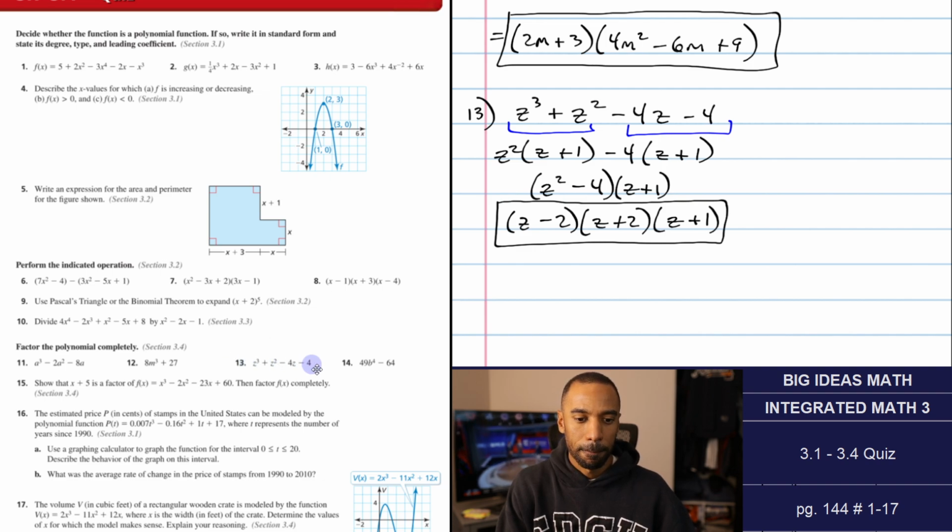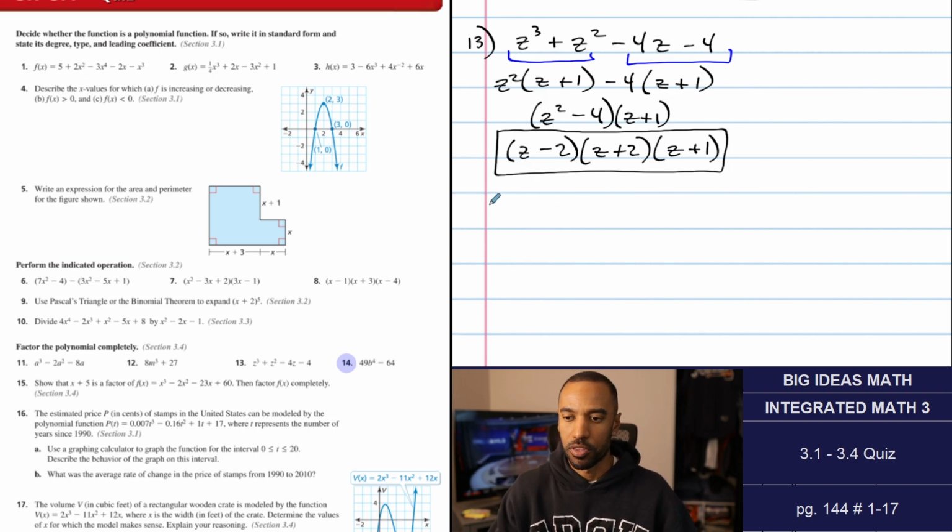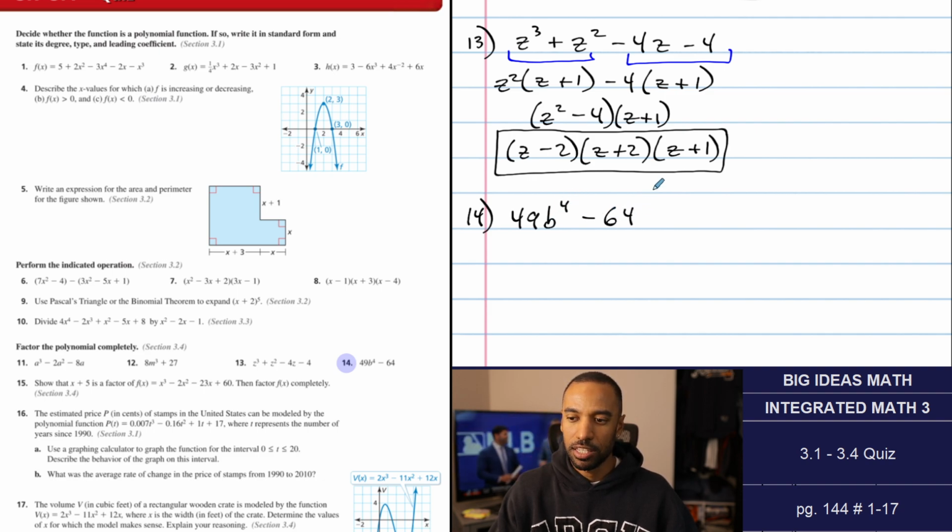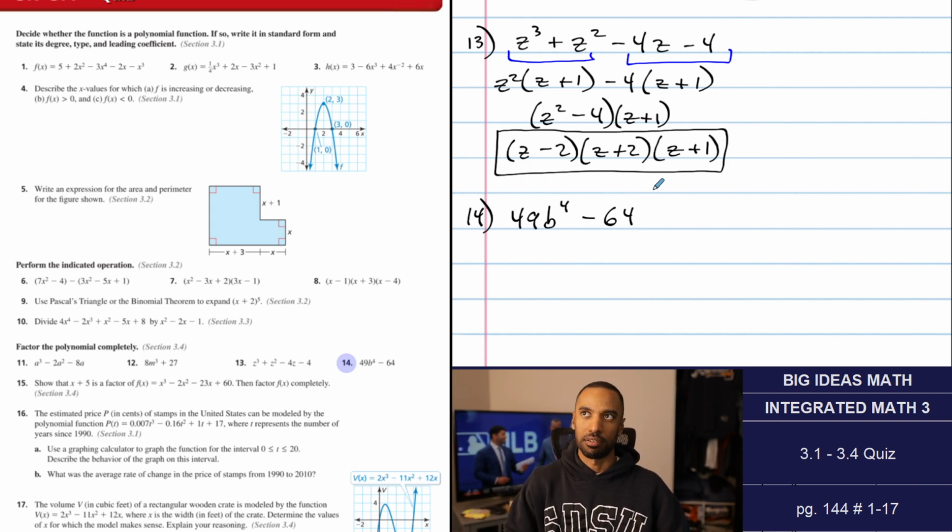Number 14 also looks like a difference of two squares, not cubes. First of all, there's no common factor here. Second of all, 49 and 64 are perfect squares. 64 is also a perfect cube, but 49 ain't. And b to the fourth, you can't cube something to get b to the fourth, not evenly, by the way.